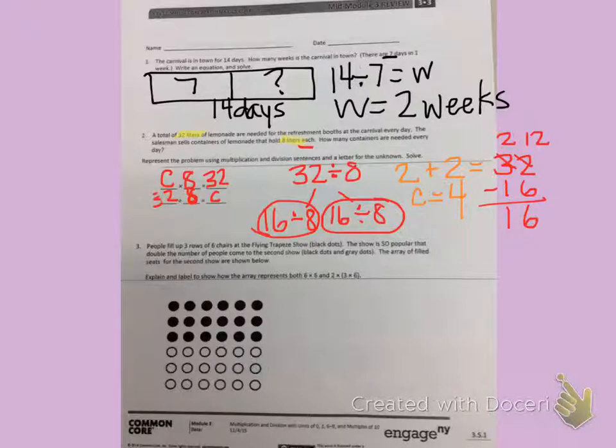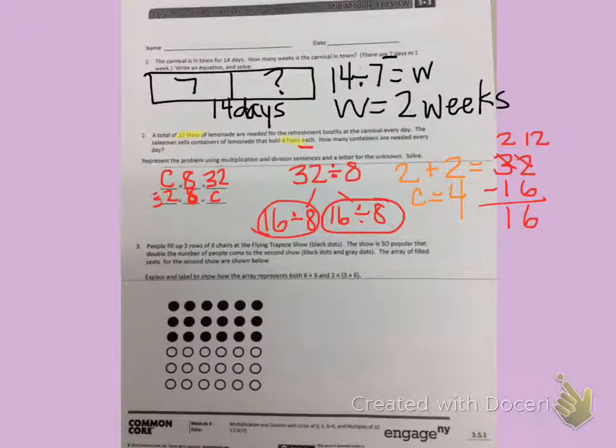Number 3. People fill up 3 rows of 6 chairs at the Flying Trapeze show. That's what these black dots are for. The show is so popular that double the number of people come to the second show. So that's showing the black and the gray dots. The array of filled seats for the second show are shown below. Explain and label to show how the array represents both 6 times 6, and 2 times 3 times 6.